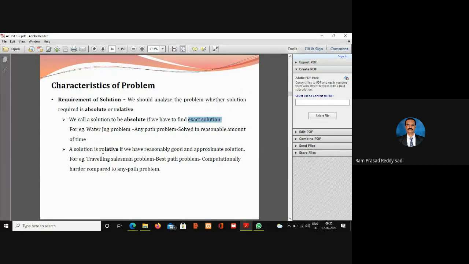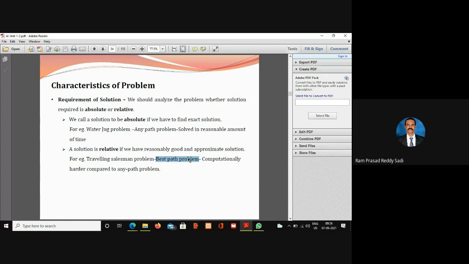Whereas a solution is relative if you have a reasonably good and approximate solution. Approximate solution, traveling salesman problem. This is one relative problem, which depends on the previous state. The best path problem, maybe in your data structures you might have learned, finding out the paths. Kruskal's and Prim's algorithm, where you start from the initial state and try to visit all the nodes. And Warshall's algorithm, where you have a path from one node to every other node. It normally depends on Dijkstra's algorithm, single source shortest path.